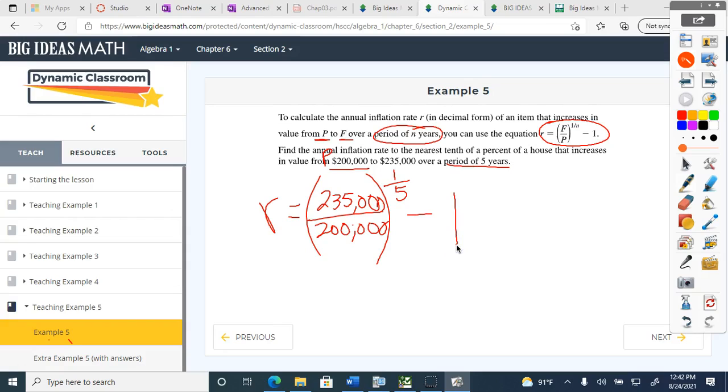And the calculator does the rest. Okay. So everybody should be putting it in your calculator. Let's see here. Parentheses. Put my 235 divided by 200,000 to the 1 divided by 5 power minus 1. Make sure when you put your minus 1 that you get off of the exponent, okay? Otherwise, it'll put minus 1 up there on the exponent. Get that.